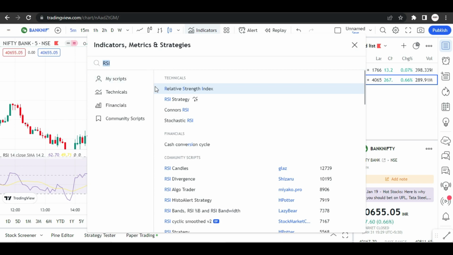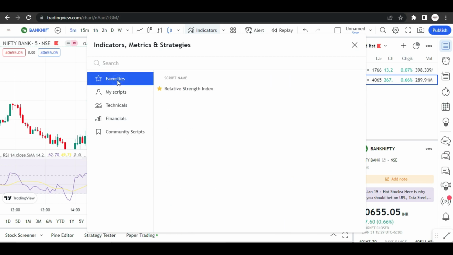If you want to save this in your favorite indicators, you can mark the star sign that you are able to see, and it will be added to your favorite indicators. Next time you don't have to write RSI, you can just go to favorites, and it will show the script name, Relative Strength Index, and you can click on that and automatically it will be applied on your price chart. So you don't have to search again and again.